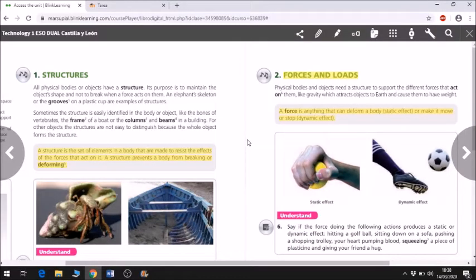We are going to underline the important parts. For example, the definition of a structure. A structure is the set of elements in a body that are made to resist the effects of the forces that act on it. A structure prevents a body from breaking or deforming.